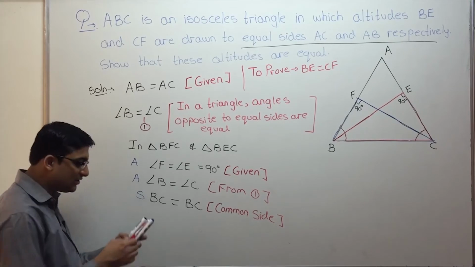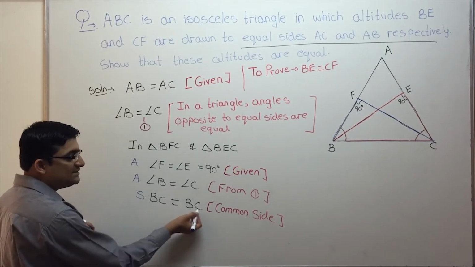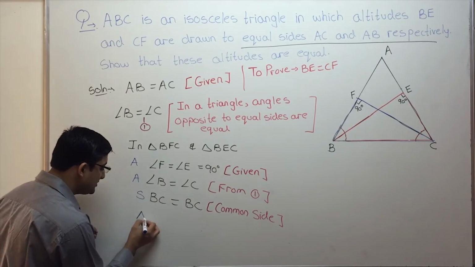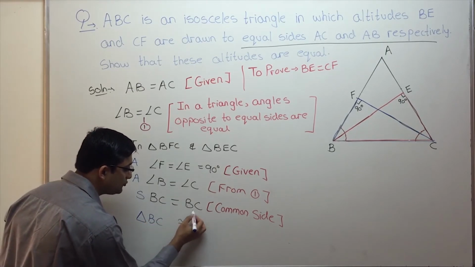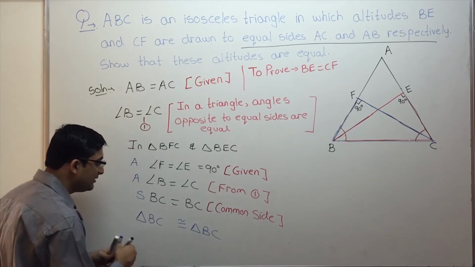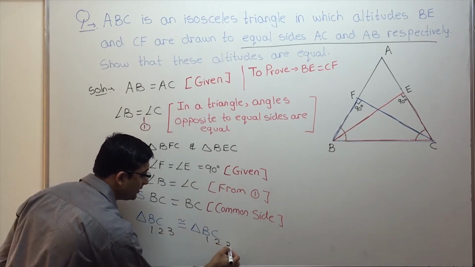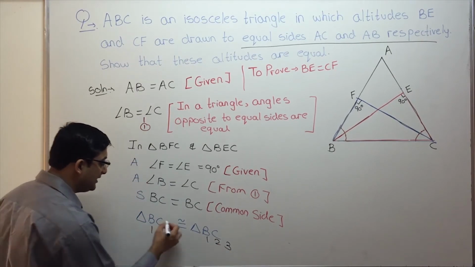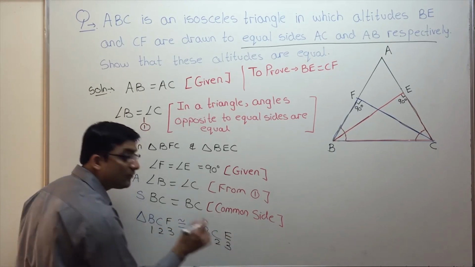So now let's write the congruence statement. We just have one corresponding side, BC and BC. So I'll just say triangle ABC is congruent to triangle... Now mark 1, 2, 3 and 1, 2, 3. Now what remains? F and E. So let's say I put F over here and E over here. Now we have to verify this.